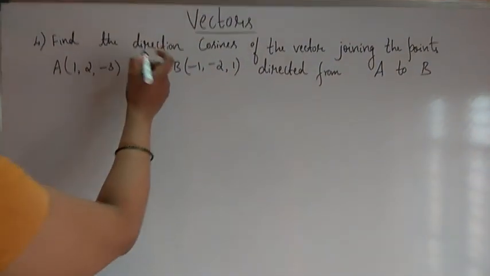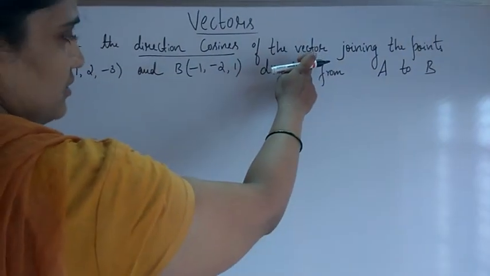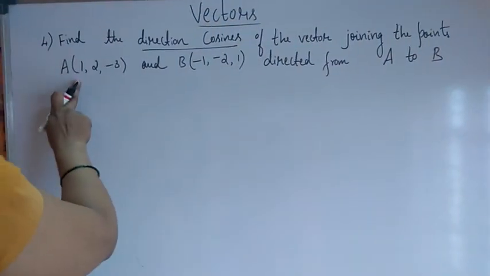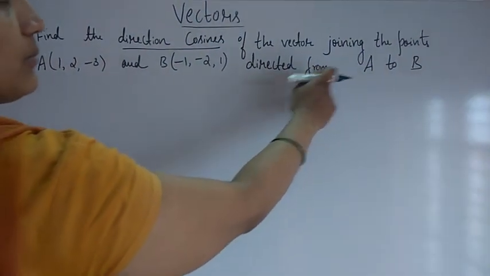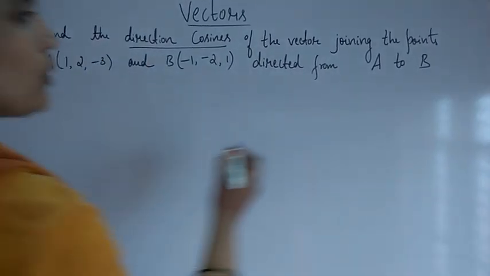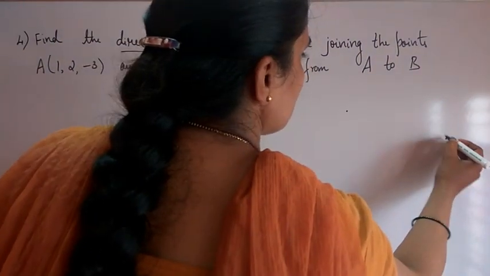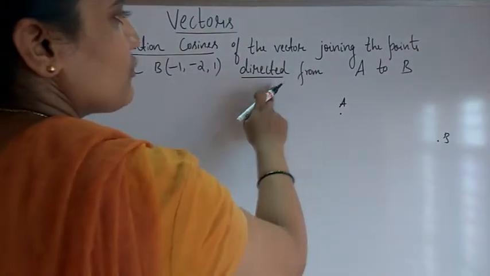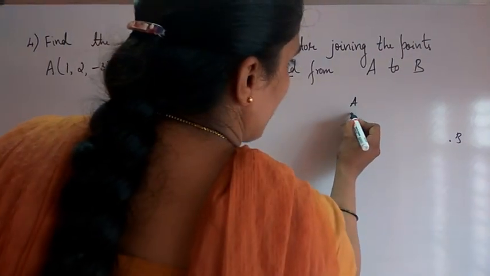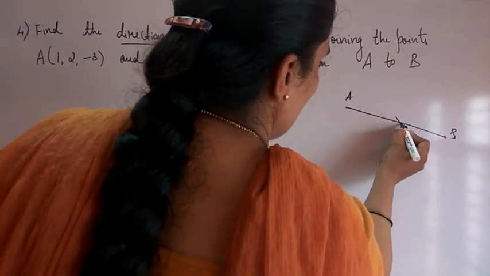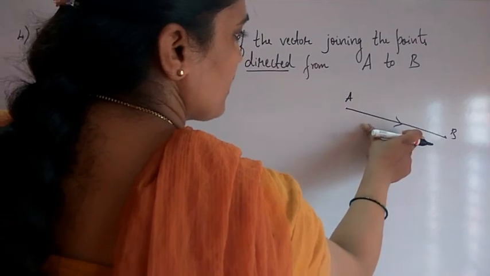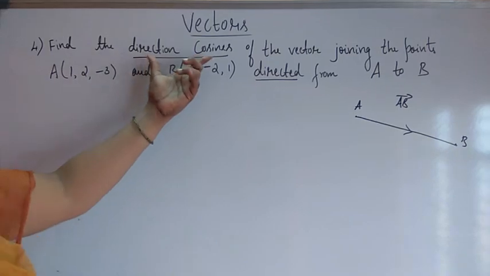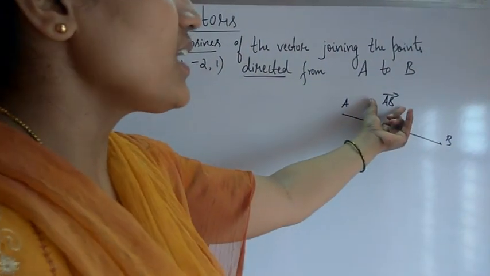So next one, find the direction cosines of the vector joining the points A and B directed from A to B, given two points. So they are given two points in three dimensional space, A and B. They are also given the direction, directed from which to which? A to B. So we have to join from A to B. Therefore here we have to take the arrow from A to B. What is the vector here we are getting? Vector AB. So therefore now we have to find the direction cosines of vector AB.